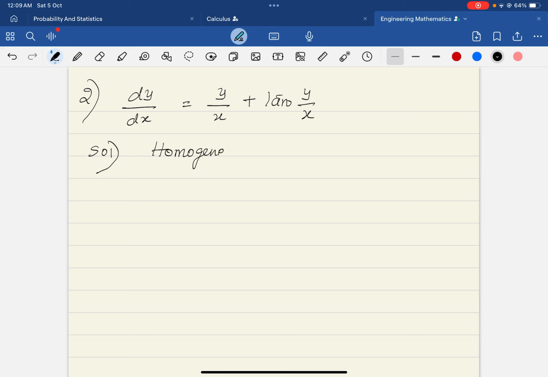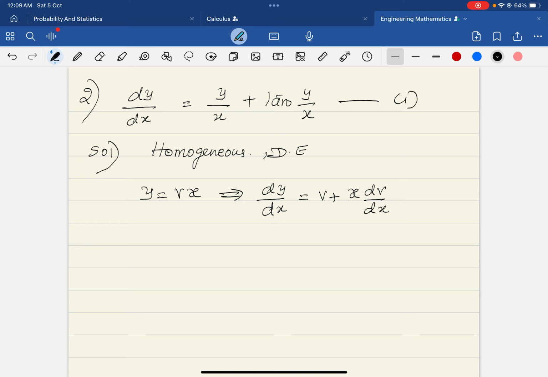The homogeneous differential equation. So what is the first substitution when it is a homogeneous differential equation? The first substitution is y is equal to vx. Then what is its derivative? dy by dx is, with this substitution, v plus x dv by dx. So let us substitute all these in equation 1 now.